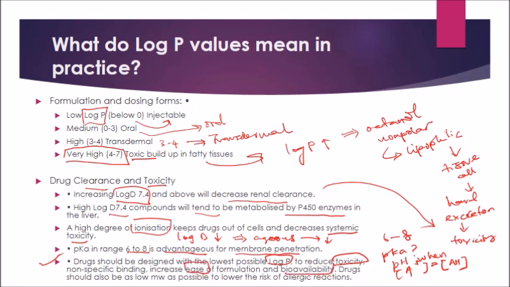Besides that, drugs should also have as low a molecular weight as possible, to reduce the risk of allergy. So let us recap the points. We should design with the lowest possible log P in order to reduce toxicity, reduce non-specific binding, increase ease of formulation, and increase bioavailability.